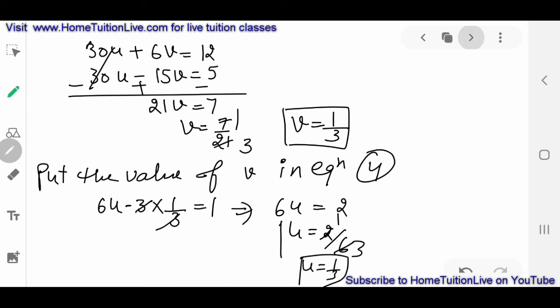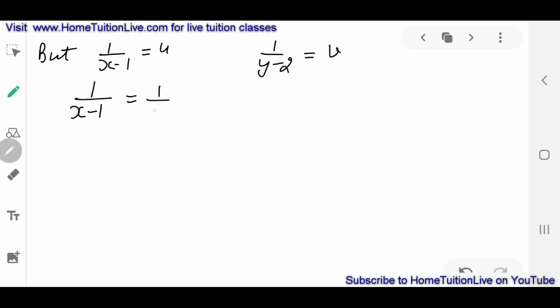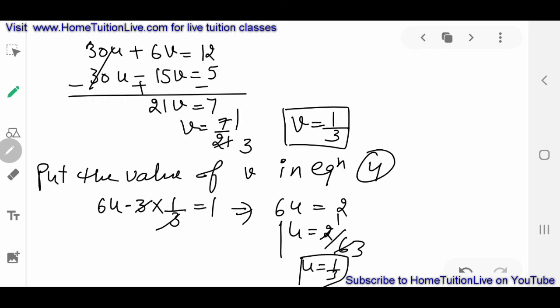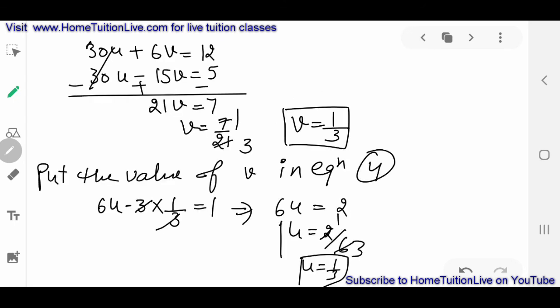Now, we had taken 1 by x minus 1 equals u, and 1 upon y minus 2 is equal to v. So 1 upon x minus 1, the u value, is 1 by 3. And 1 by y minus 2 is equal to the v value, which is also 1 by 3.